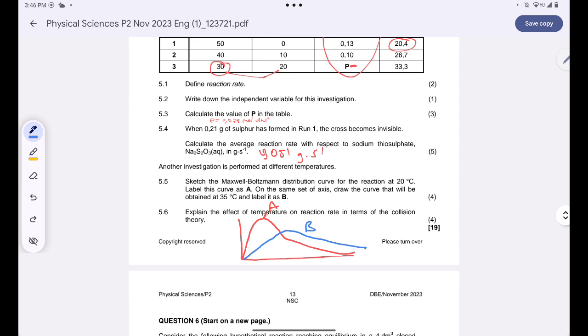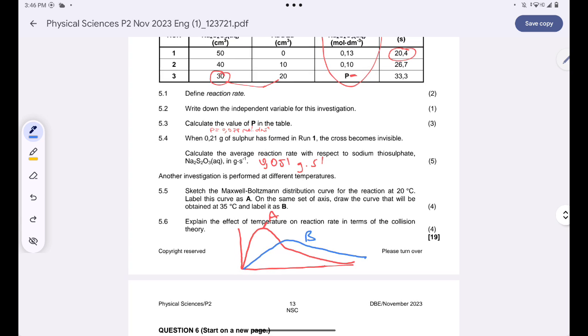Okay, and then now they want us to explain the effect of temperature on the reaction rate in terms of collision theory. Please note that whenever you increase temperature, more particles will move faster, and hence they will have more kinetic energy. So therefore, the sufficient kinetic energy will then result in more effective collisions, and hence there will be a greater reaction rate. That's how, guys, you should have answered question number 5.